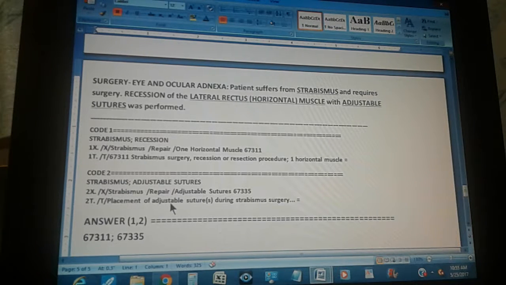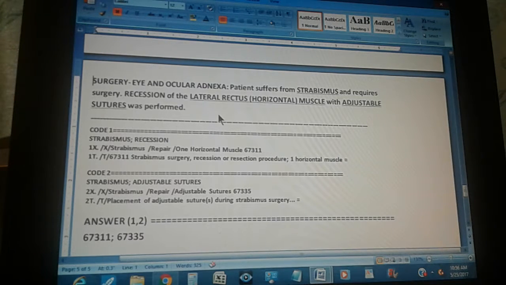It's the surgery section of the CPT code book. Is the eye and ocular annexa, which means the organs or the parts of the body that are next to the eye. And the patient suffers from strabismus or cross-eye, means the eyes are looking at 2 different places, and requires surgery. The recession of the lateral rectus horizontal muscle, which means that we're going to move the muscle a little bit, and with adjustable sutures was performed. Adjustable sutures means that those are sutures that can be adjusted in posterior visits, right? So we need 2 codes.